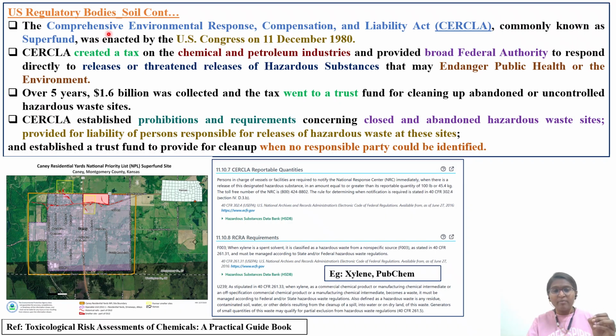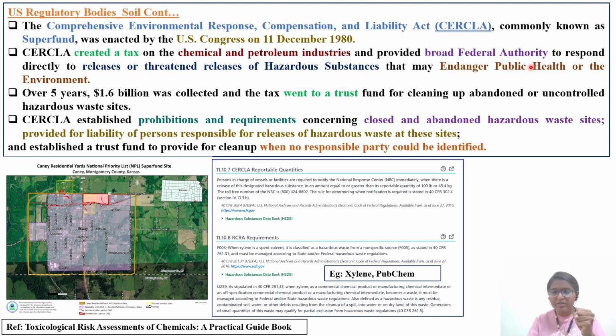So the Comprehensive Environmental Response, Compensation and Liability Act, CERCLA, is commonly known as Superfund. So in the question, if you get CERCLA or Superfund, both are the same. It was enacted by the U.S. Congress on 11th December 1980. CERCLA created a tax. So how to handle these particular sites? Who is going to give the funding? Who is going to provide the financial need to clean that particular site? So they created a tax on the chemical and petroleum industries and provided broad federal authority.